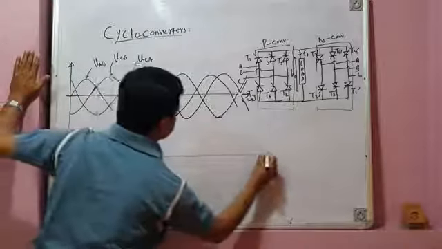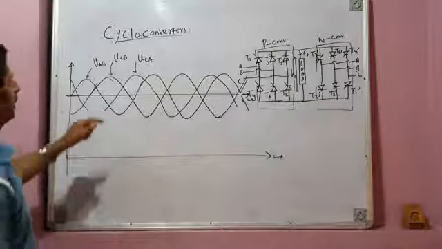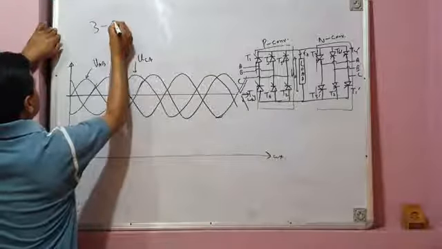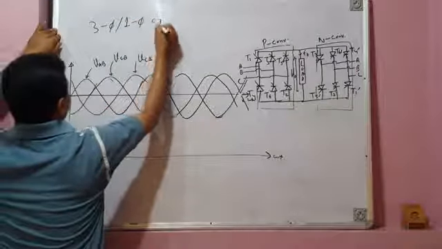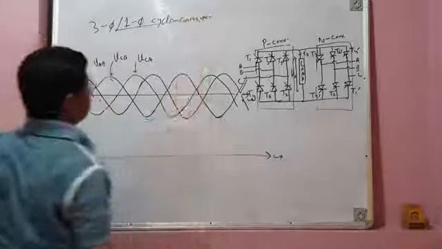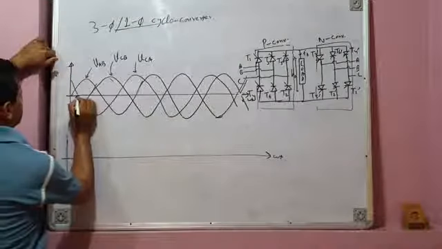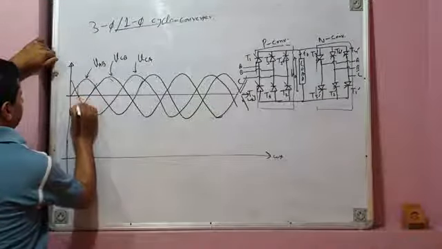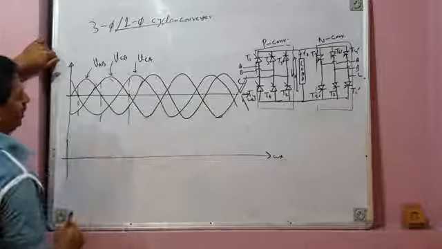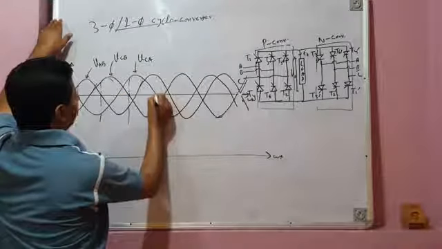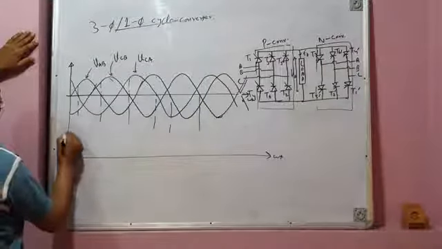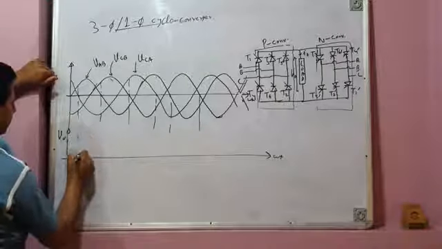Now, input voltage is three phase. My output voltage will be single phase, but variable frequency, because now I am discussing three phase to single phase cycloconverter. Let us suppose first firing takes place here. Next firing will take place here. Next firing will take place here for positive half cycles. And for negative half cycles, first firing will take place here, second firing will take place here, and third firing will take place here.